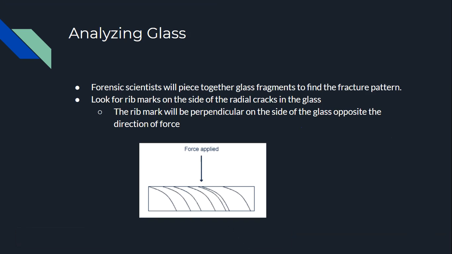So when we're analyzing glass, we have to piece together the glass fragments to find the fracture pattern. What they're looking for is, under a microscope, rib marks on the side of the radial crack in the glass. You have to find the radial crack, and you have to look at the side, and you'll see these rib marks, which are bent lines, and they're going to form perpendicular opposite the side of the force. So with these rib marks almost perpendicular on this side of the glass, the force was applied from the other side.